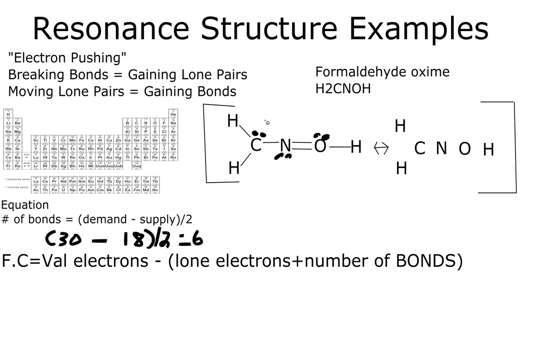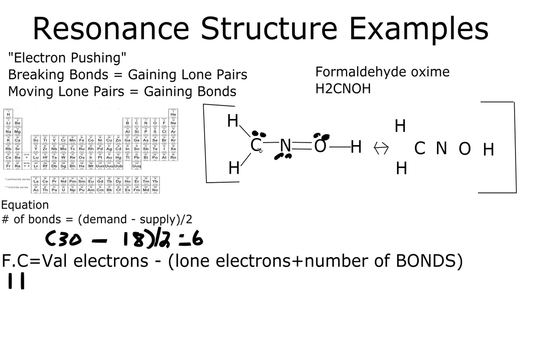So that's good. Now we need to figure out what their charges are by using this equation. Formal charge equals valence electrons minus lone electrons minus number of bonds. So let's do hydrogen to get it out of the way. Hydrogen has 1 valence electron minus the lone electrons, which is 0, minus the number of bonds. It makes a single bond. So it's 1 minus 1, and that equals 0. We can see each hydrogen only has a single bond, so we can say they all have a 0 formal charge. So let's go back here.